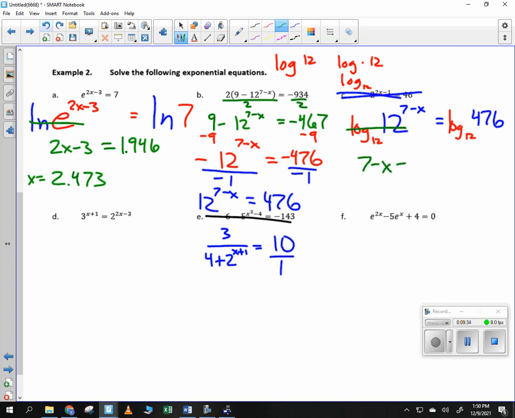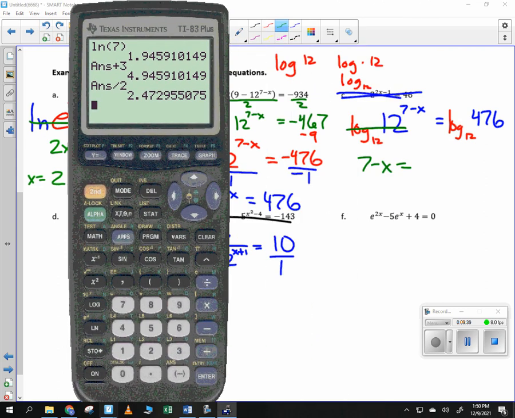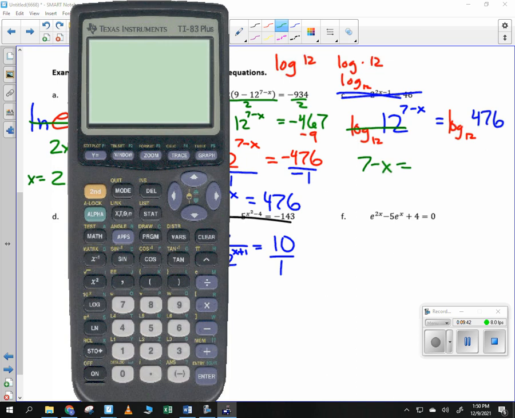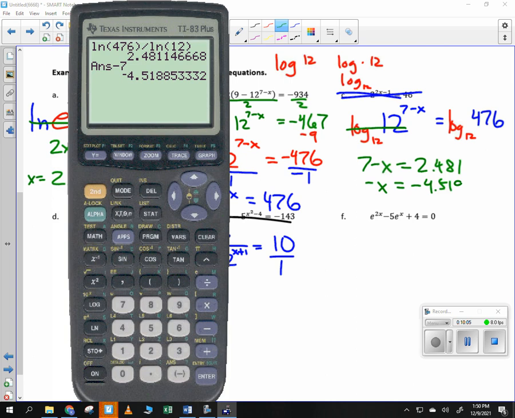And I get 7 minus x is equal to, how do I compute log base 12 of 476? Yep, and note, again, that if I press natural log, you're going to get the same answer, so long as you use natural log for the top and bottom. The change of base formula just requires that the bases are the same. 2.481. Now what? Very good, subtract the 7. Negative x is equal to negative 4.519. So x is 4.519.